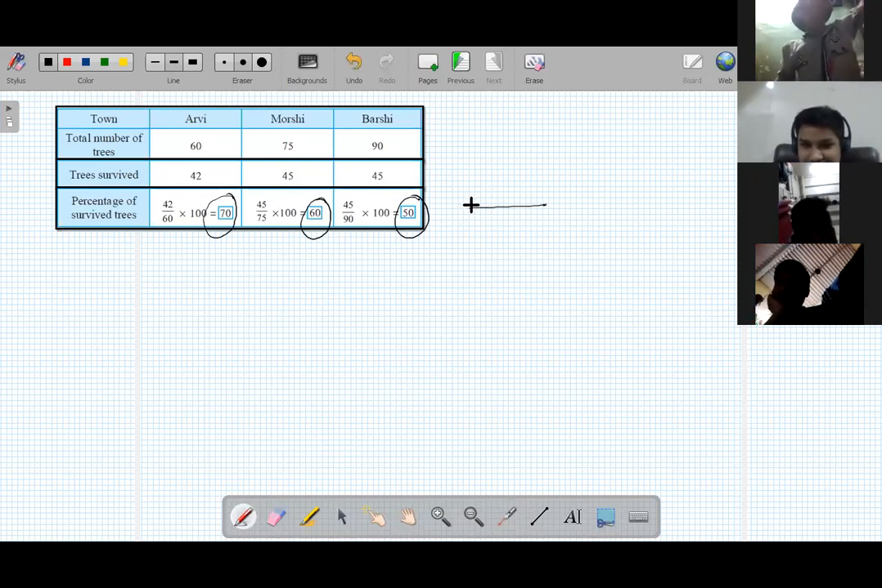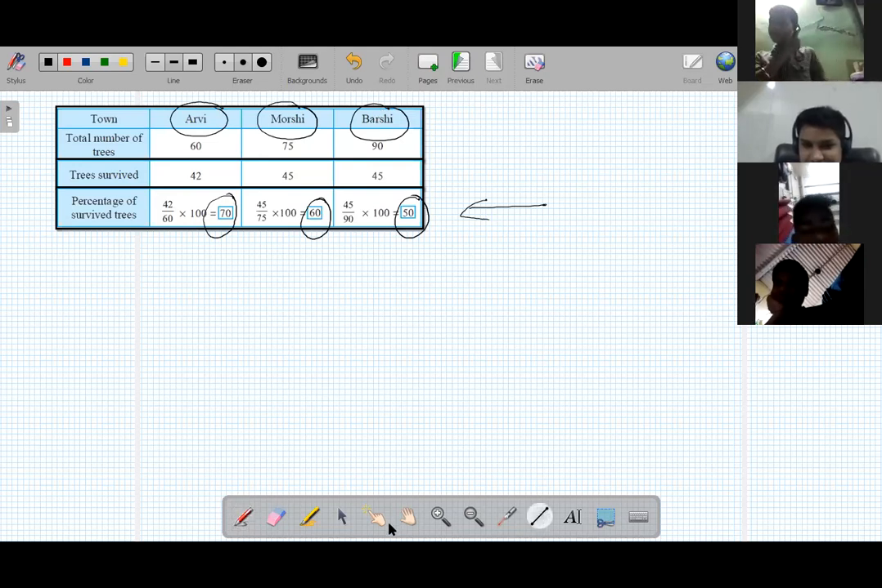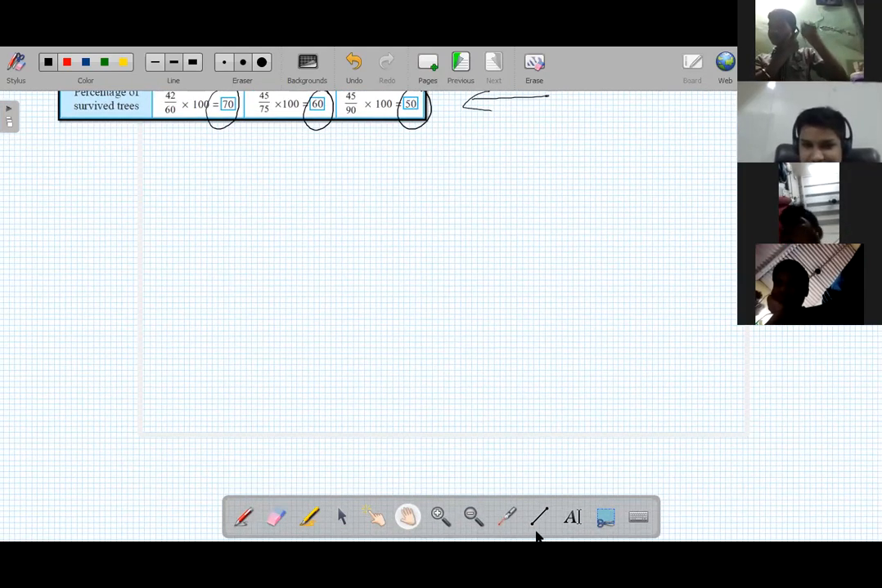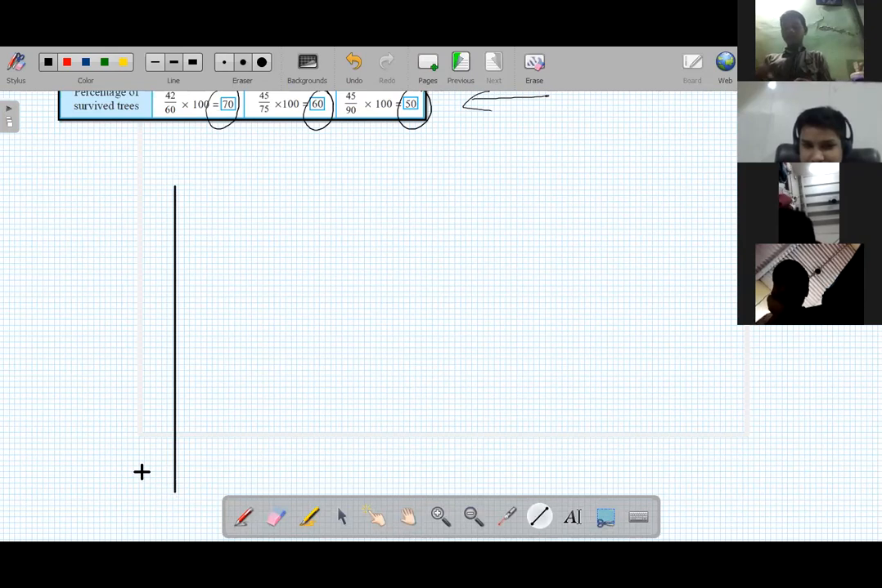Okay, now each of these cities will come on the bar. The number of trees, or percentage of trees survived, will come on the y-axis. So first we'll draw the axes, x-axis, y-axis. So this is the x-axis, y-axis.